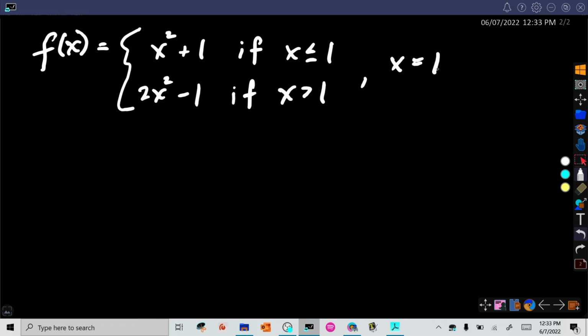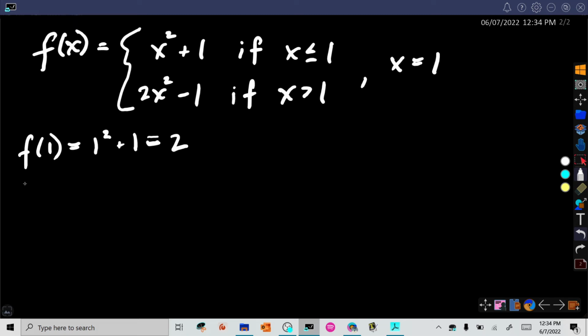So let's go ahead and figure out f of 1. Where x is equal to 1, we're going to be using the top one. So x squared plus 1 is going to be 1 squared plus 1, which is equal to 2. Then to determine the limit, my suggestion would be to use the left-hand limit and the right-hand limit, because since we have multiple pieces here, we use the top function for the left-hand limit at 1, and the bottom one for the right-hand limit.